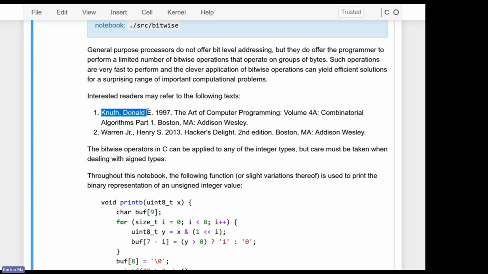If you've heard of Donald Knuth, he's famous for many reasons. One of the reasons he's famous is for writing a set of books called The Art of Computer Programming. It's still a work in progress. He's been working on this for decades now. I think he's in volume 5 right now. Volume 4 talks about bit manipulation tricks.